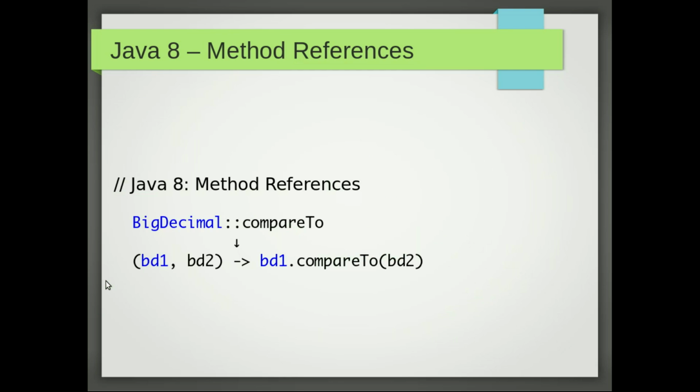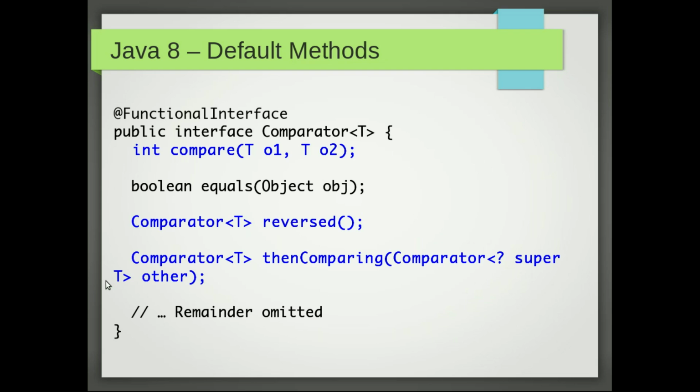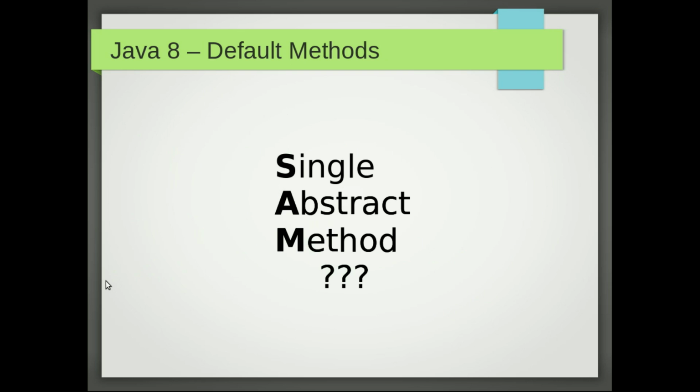So next one is default methods. If you have a look at the source code of the Comparator interface, you can see there are many methods. Then didn't I say a single abstract method? That's what the functional interface should have. Yes, I said a single abstract method, not single method.